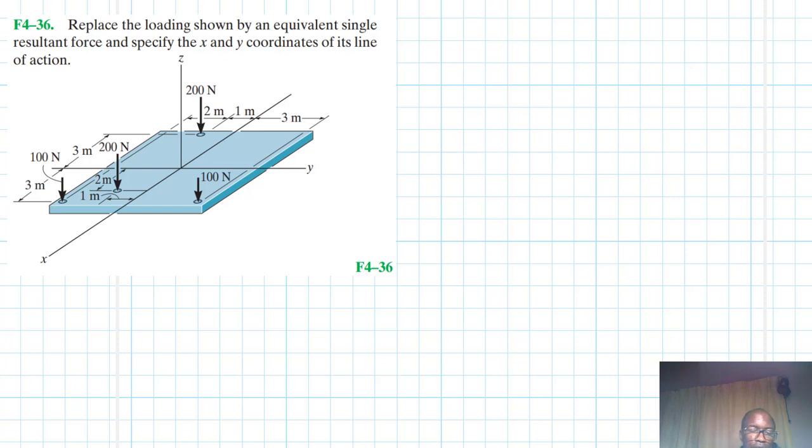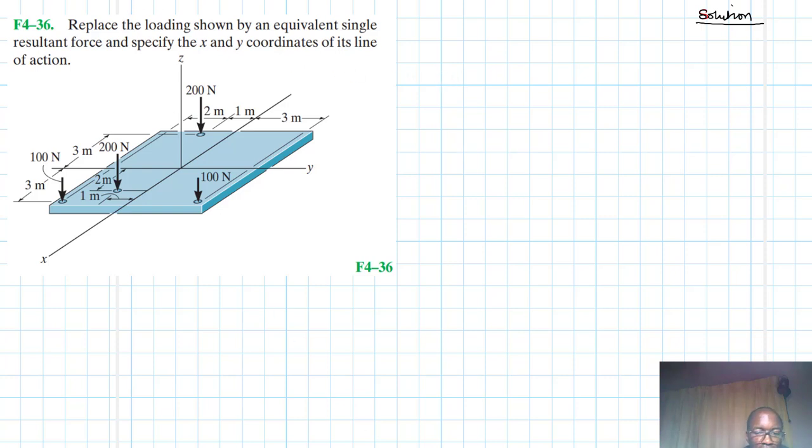Hello, I welcome you all to this another interesting screencast, and the problem reads: replace the loading shown by an equivalent single resultant force and specify the x and the y coordinates of its line of action. This problem is coming from the Engineering Mechanics Statics textbook, 13th edition by R.C. Hibbeler.